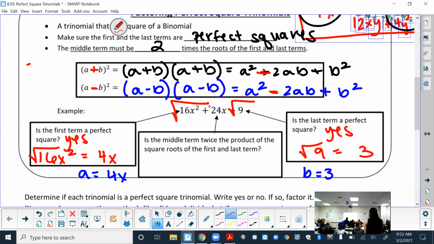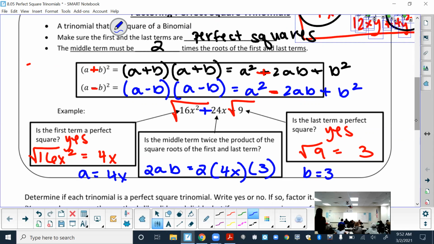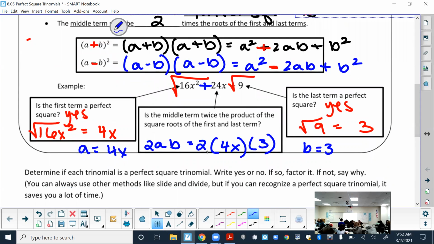Since this is positive up here, then it has to be a positive 2 times a times b. So if I do 2 times a, which is 4x, times b, which is 3, and I multiply that out, do I get 24x for the middle term? I would agree. 2 times 4x is 8x, times 3 is 24x. Is that number always going to be 2? It's always going to be 2 times a times b.